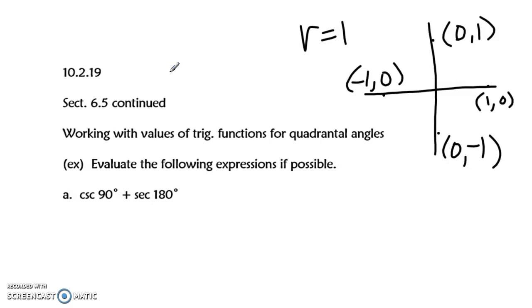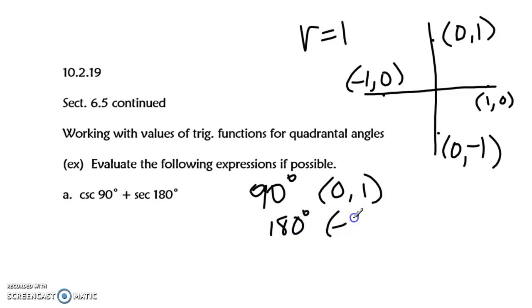Both of those angles are positive. So for the 90-degree angle, the terminal side is going to be on the positive y-axis. So you know you're going to be working with the point 0, 1. For a 180-degree angle, that is on the negative x-axis. So you know you'll be using negative 1, 0. And r, again, is always 1.